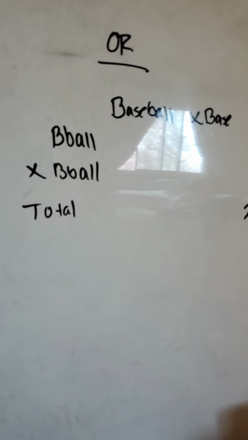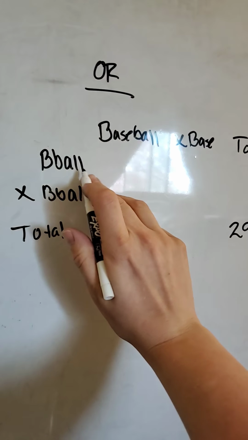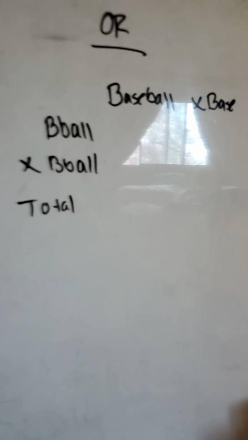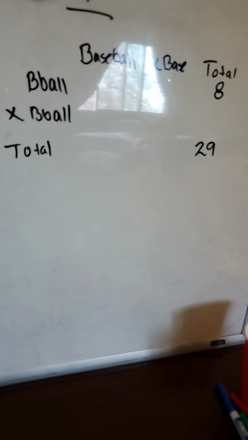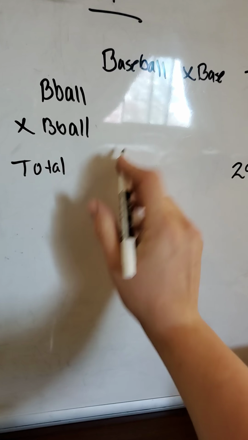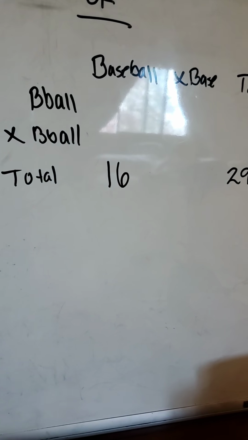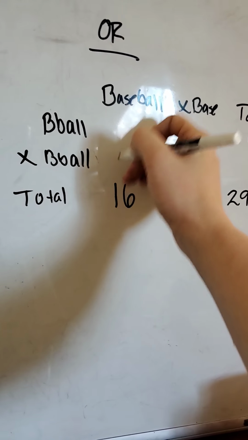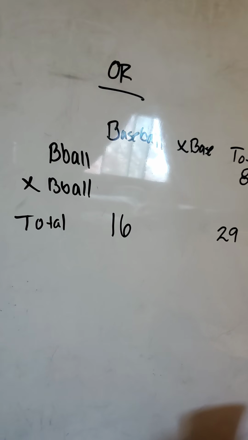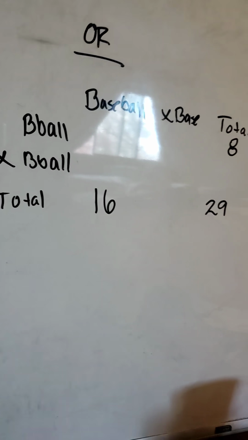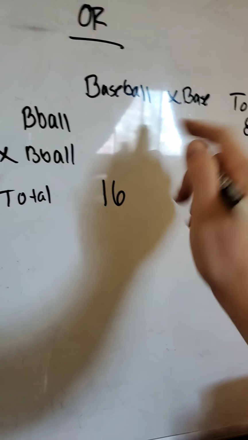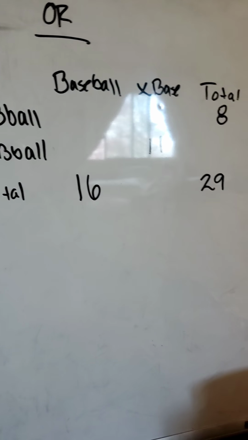Okay, 8 of them play basketball. Total people that play basketball, 8. Sorry if you can't see that. There we go. 16 of them play baseball. The total amount of people that play baseball, 16. Notice how I'm not putting that here somewhere because I don't really know specifically if they also play basketball or don't. Okay, and then 11 students play neither. So they don't play baseball and they don't play basketball.